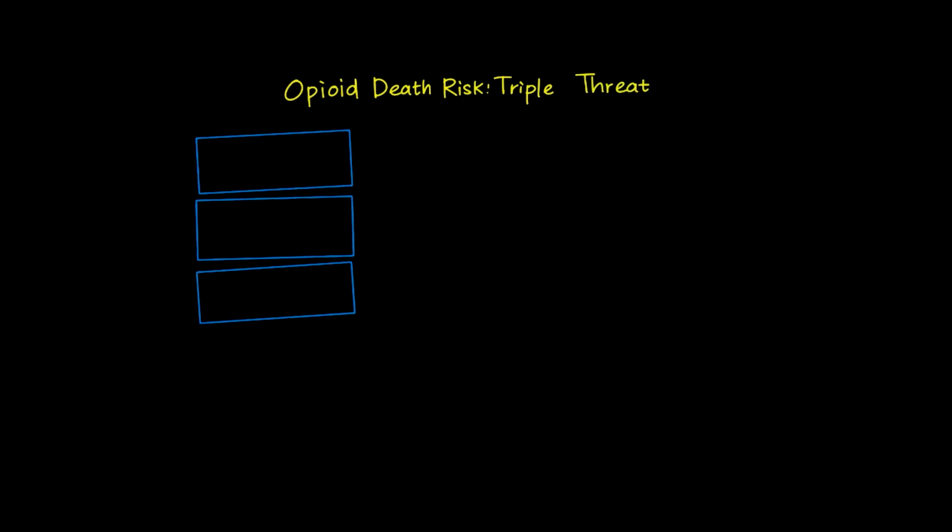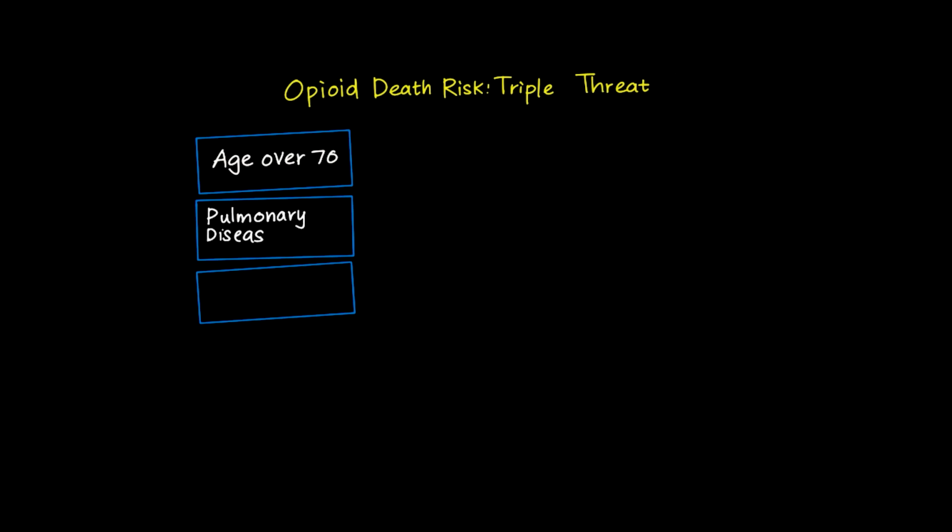This question wants you to identify the patient at greatest risk for opioid-related death. Look at what they are giving you, a 75-year-old with COPD, 20 hours after abdominal surgery. That is 3 major risk factors stacked on one patient.